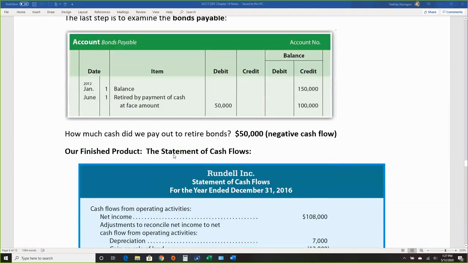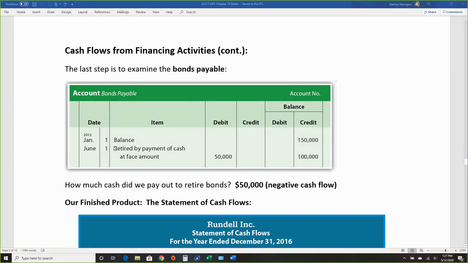For bonds, this company only retired a bond. So again, since we retired the bond, that would have been decreased. So we decreased it by the $50,000 and retired. Now, if we actually get a bond, so we issued a bond, it would have been an increase of cash, or basically, again, a positive cash flow.